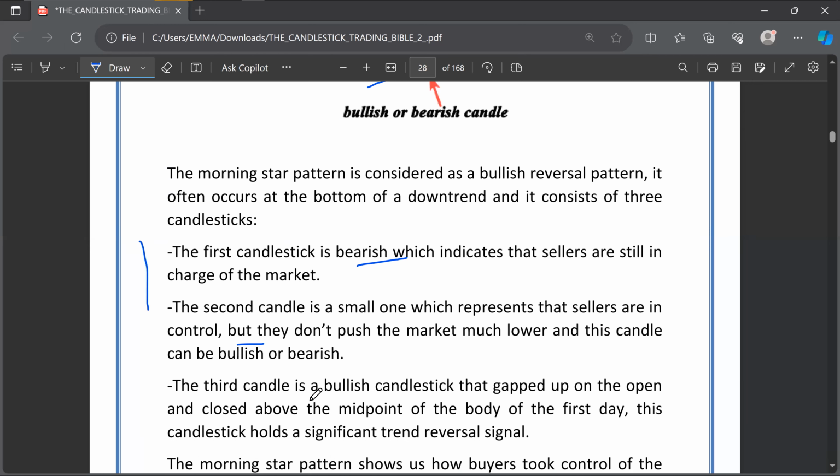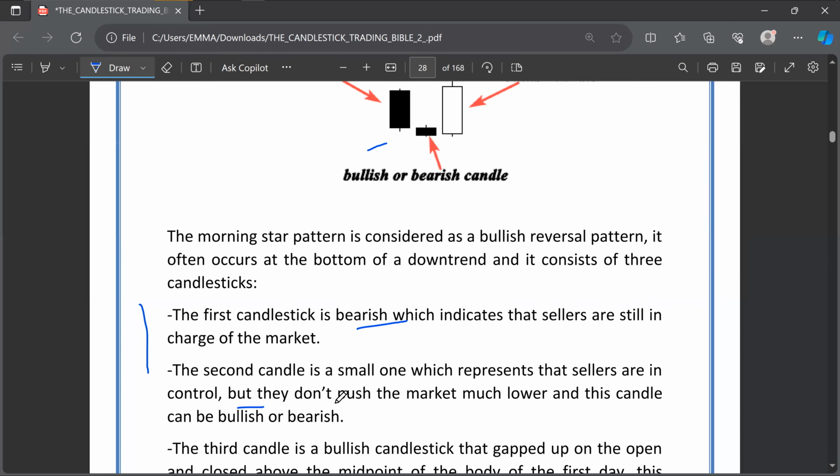And this candle can be either a bullish or bearish candle. So bear in mind, this is very important. It means that the candlestick in the middle could be any type of candle. It could be green, or it could be red. It could be white, or it could be black. So it doesn't matter. Get that in your mind.